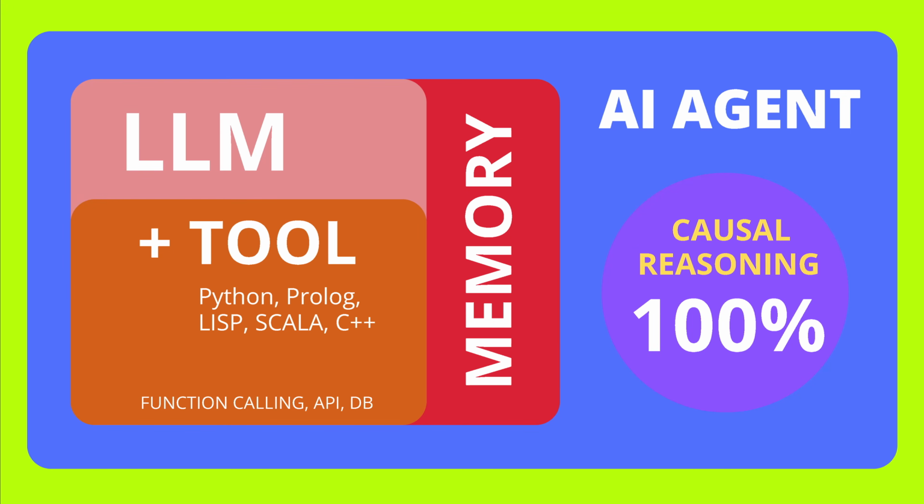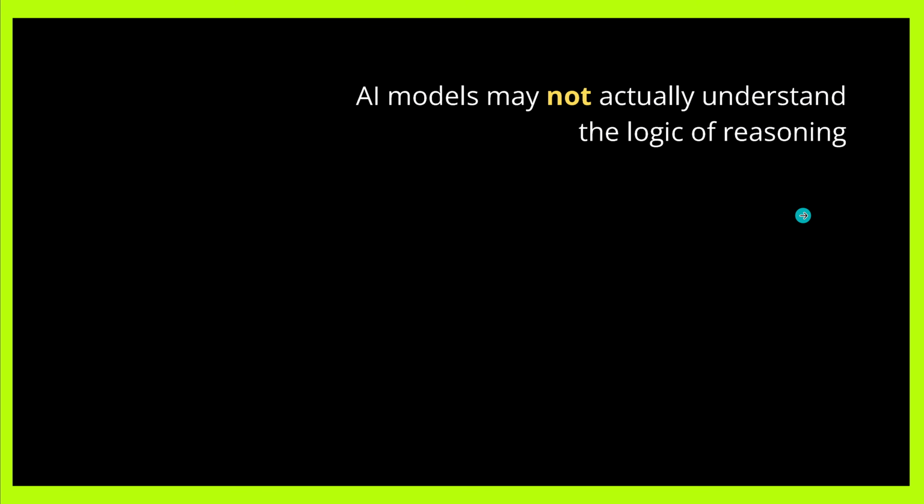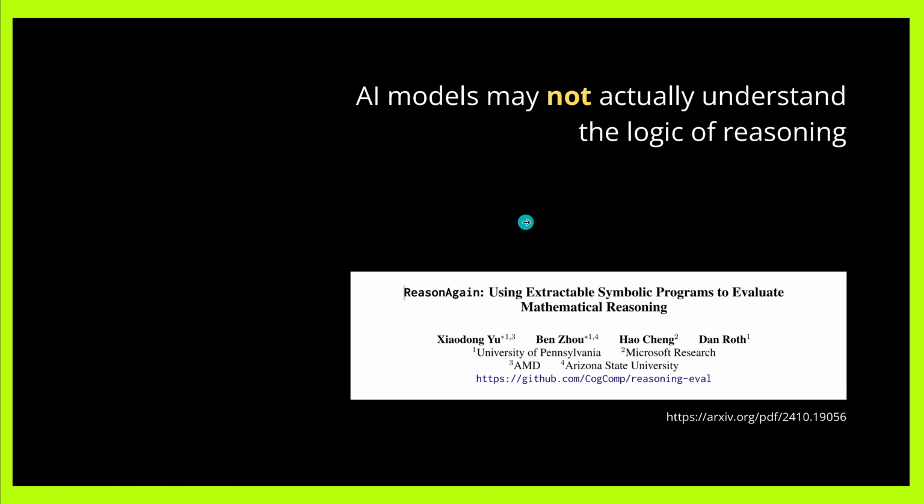Hello community! Today we have some fun because we're going to look at a system that will provide 100% causal reasoning performance. So let's start, and we have here a brand new research paper. AI models may not actually understand the logic of reasoning. And you might say, how is this possible? Well, this is the paper we're going to talk about.